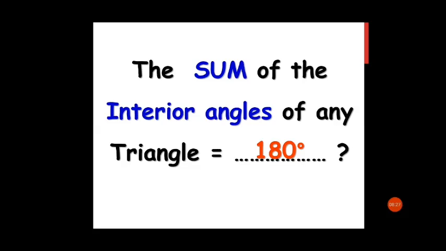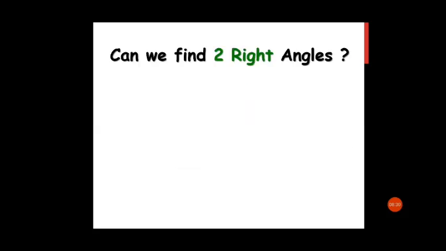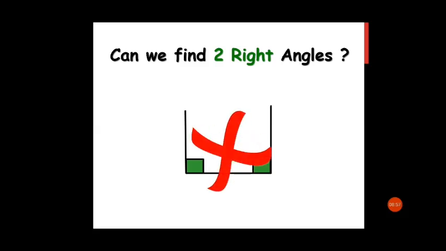So this is a very important property, and we will use this in many other examples. As we said before, in any triangle we can have at least 2 acute angles. What about the right and obtuse? Let's now check. Can we have 2 right angles in one triangle? Let's see. We will draw the first right angle and the second right angle, and we'll ask ourselves, can this shape be a triangle or not? Of course not. So from this we conclude that we cannot find 2 right angles in one triangle.